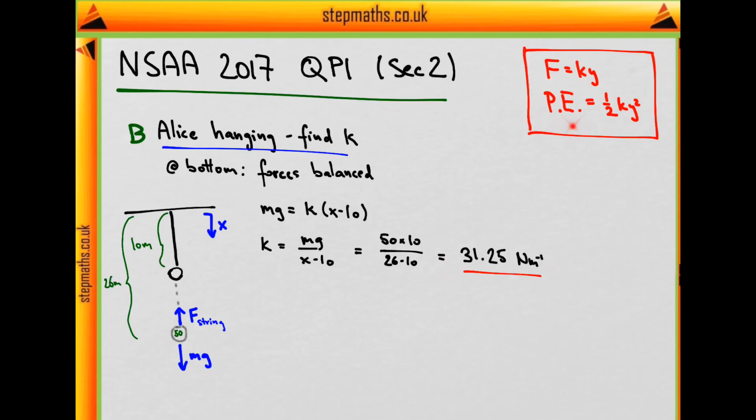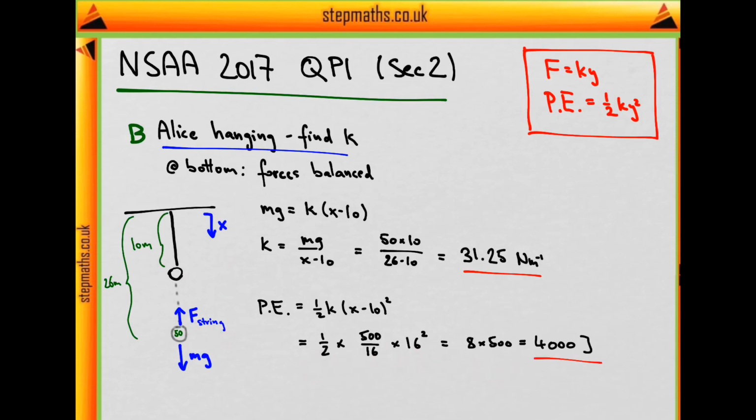And finding the potential energy is now just a matter of plugging in to this equation here, which I've rewritten using our coordinate x from the top here rather than the y, which is just the difference between the natural length and the actual length. Again, putting in the numbers, we get 4,000 joules.